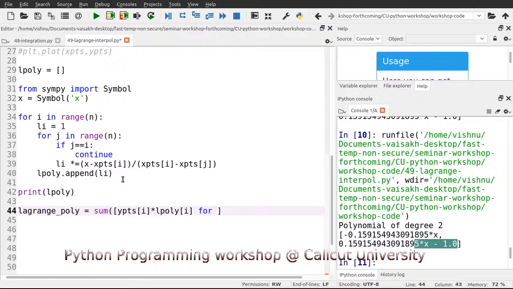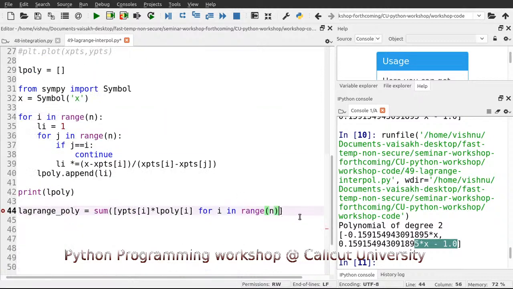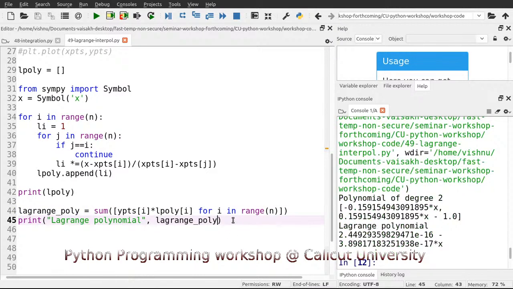For i in range n, should be printing. The Lagrange polynomial is here. It's a degree 1 polynomial.